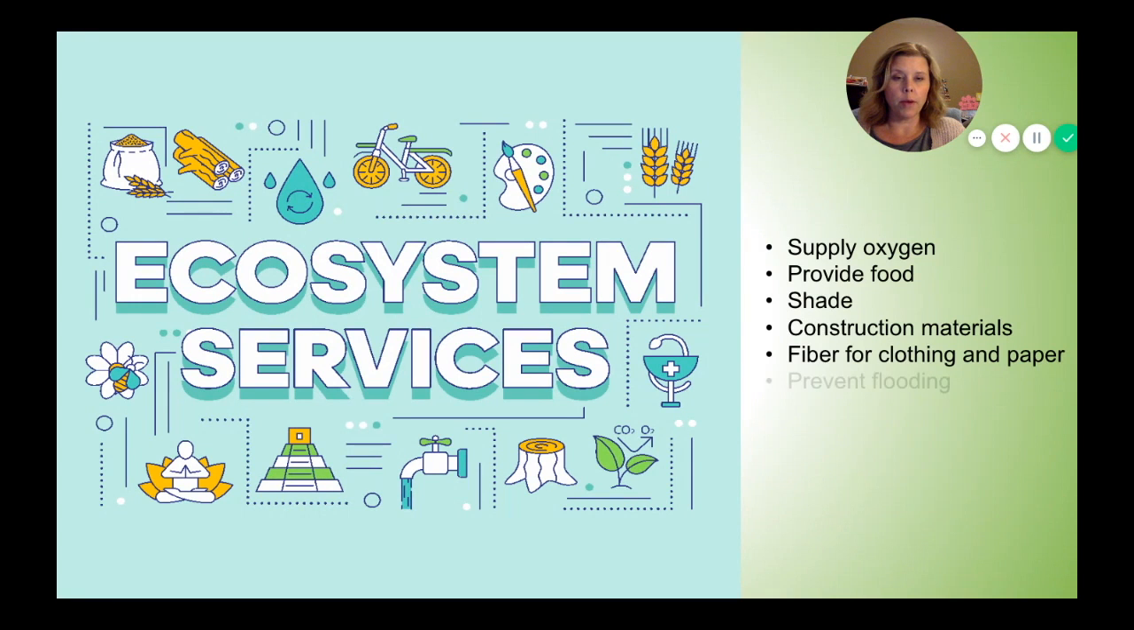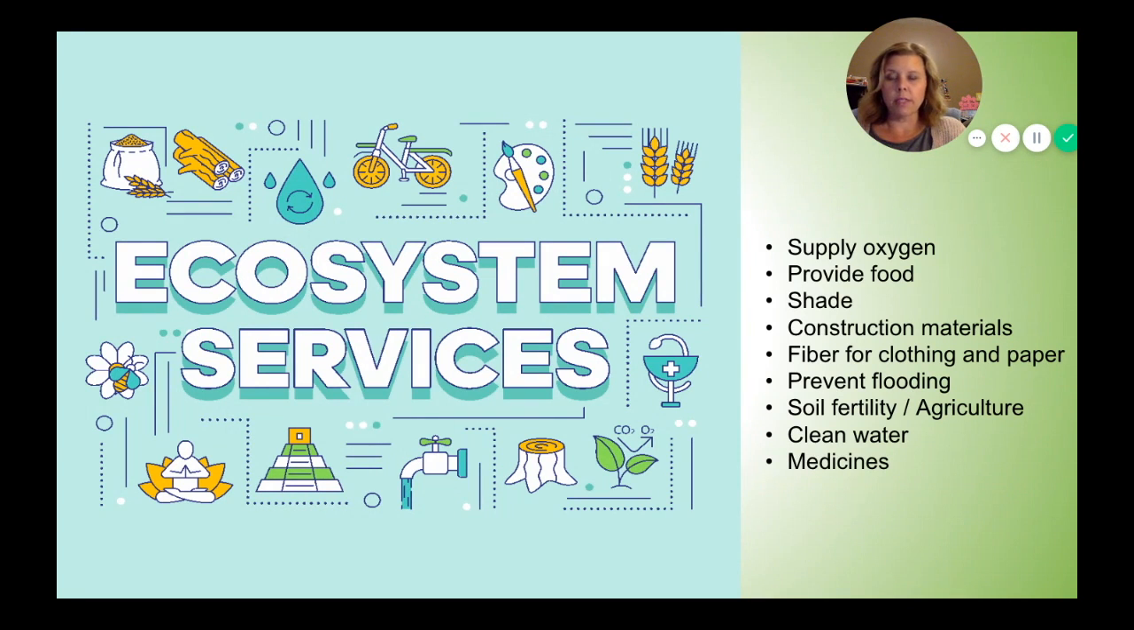Fiber for clothing and paper, prevention of flooding. Right? Our ground definitely absorbs water, but also the roots of trees and plants are there to keep the soil from eroding. Soil fertility in agriculture, again, for growing and supporting our food needs. Clean water, right? We like clean water for recreation, but certainly also for drinking and providing to our plants and animals.